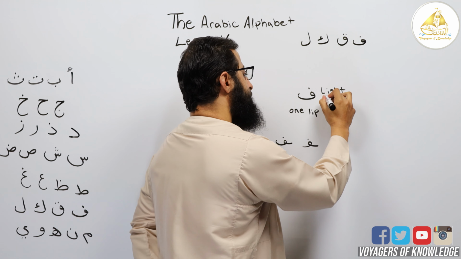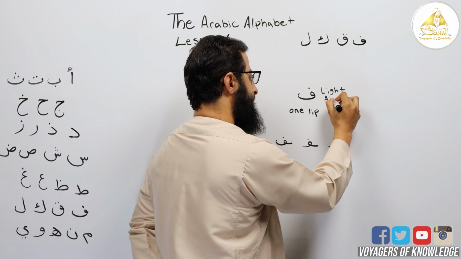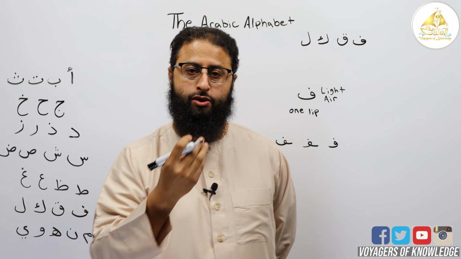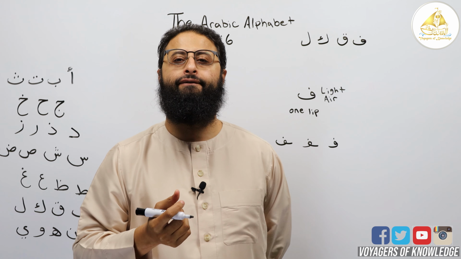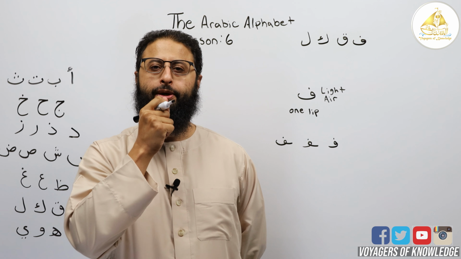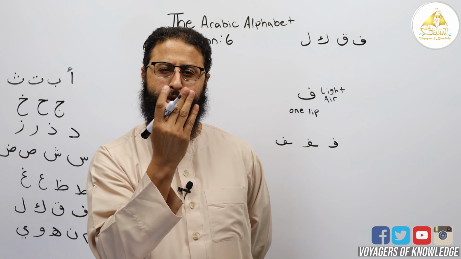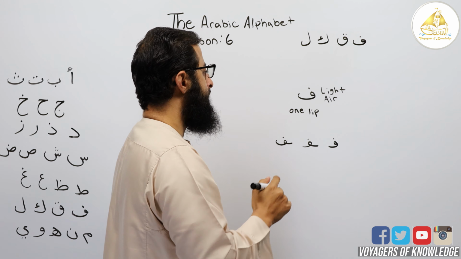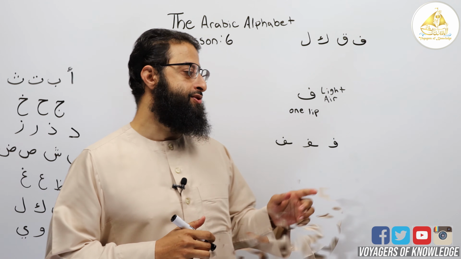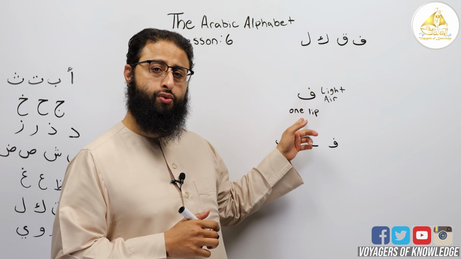The letter Fa also has air. So when you pronounce it, allow a little bit of the air to come out. F. If you hold a little piece of paper to your mouth while you say that, you should see the paper rattling just slightly. The location of the letter is pronounced from the lip. You're going to use one lip.